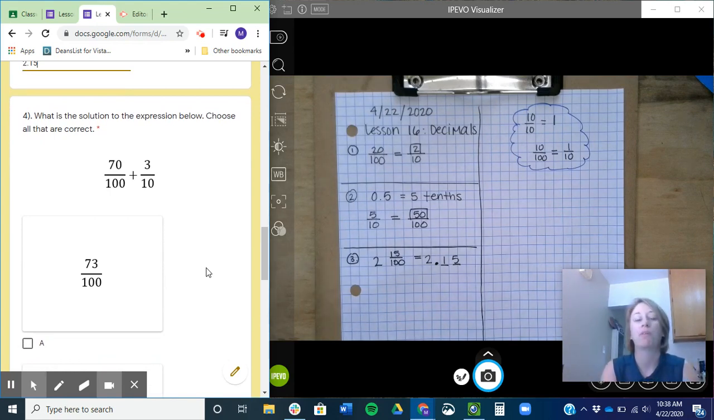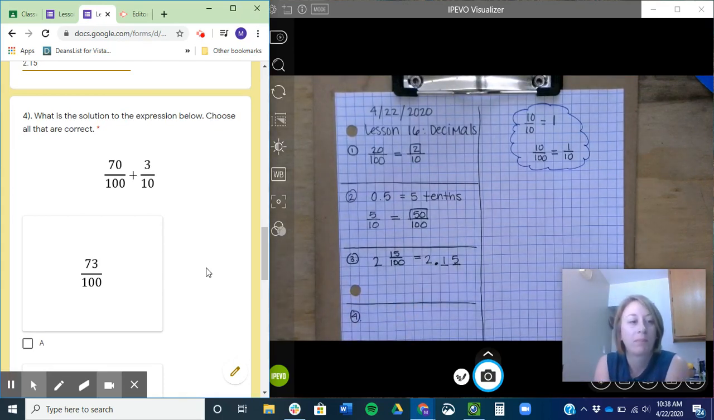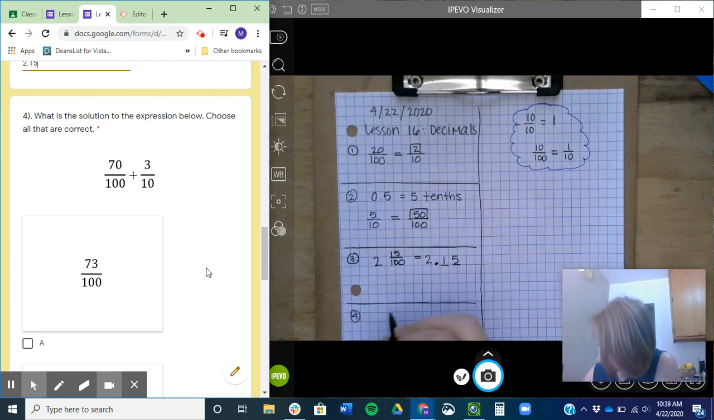Go ahead and read question number 4 to yourself. Question number 4 says, what is the solution to the expression below? Choose all that are correct. When a question tells us to choose all, does that mean we choose all of the answer choices? No, it means that we only choose the ones that are correct, which also means we're going to have more than one answer. Let's write that number sentence on our scrap piece of paper.